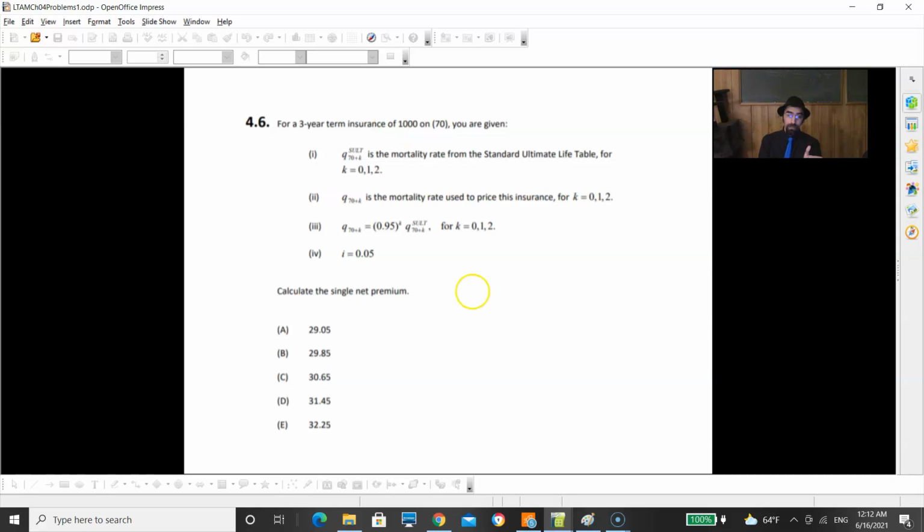Again, premium minus insurance benefit. Expected present value has to be 0. They have to balance out. If you are missing that piece of information and that's what was confusing you, feel free to pause the video and try this problem again now that you know what that means. But essentially, single net premium just means you need the net present value of the insurance benefits.